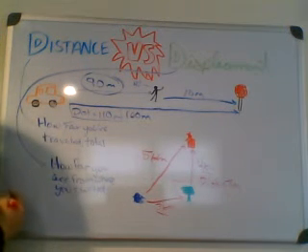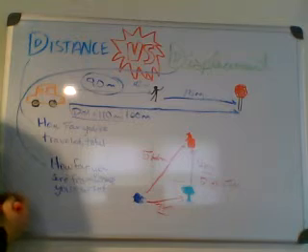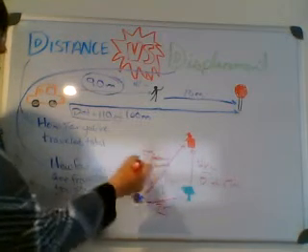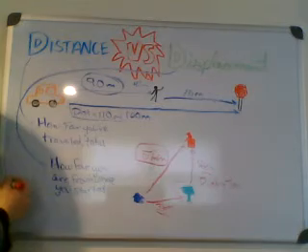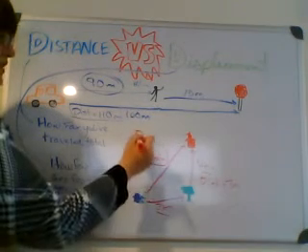So 5 kilometers. Now, would this be distance or displacement? In this case, since it's the shortest distance between where you started and where you end up, this winds up being your displacement.